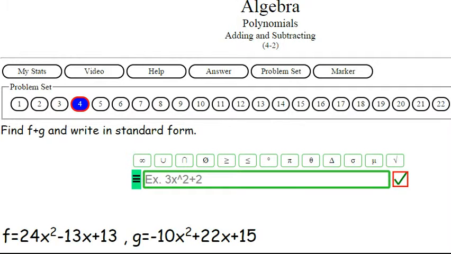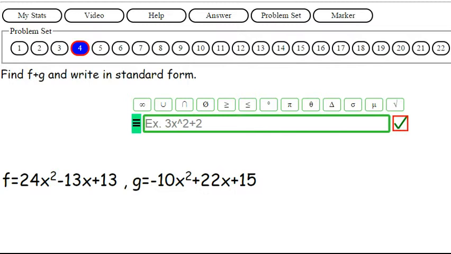Yeah, that should be right. Okay. Just making sure. So let's scribble this stuff down here. F is equal to 24x squared minus 13x plus 13. And then G is equal to negative 10x squared plus 22x plus 15. Okay.